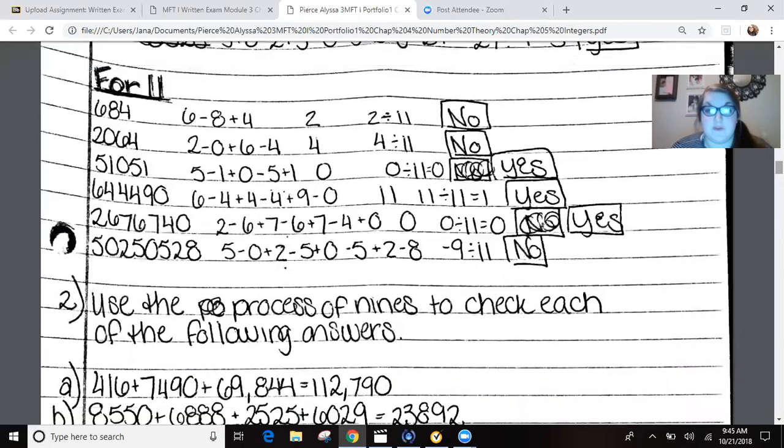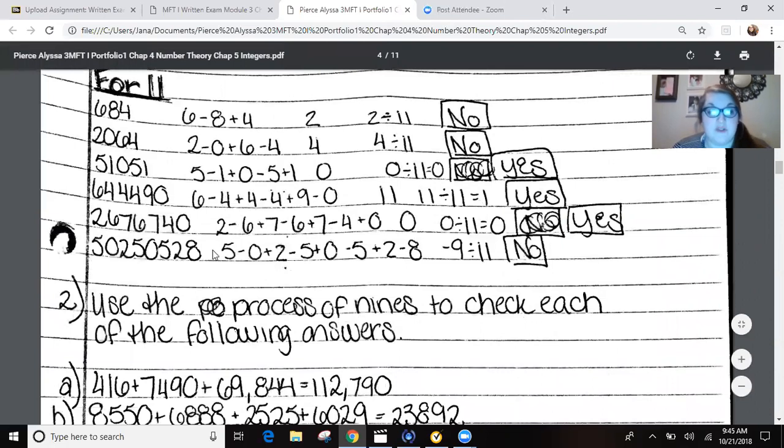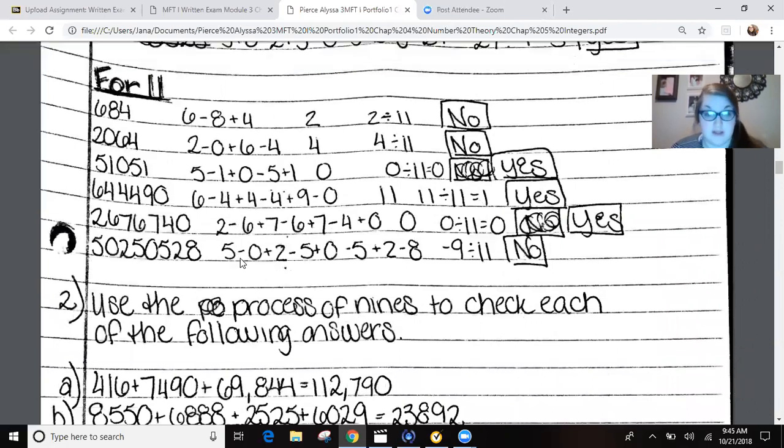So for 11, this was my favorite one to work on. You alternate the digits. So I'm going to pick a larger number to look at. So let's look at this one. So we would do 5 minus 0. Then we'd alternate to plus. So plus 2. Alternating back and forth, we have minus 5, plus 0, minus 5, plus 2, minus 8. That would give you negative 9 divided by 11.